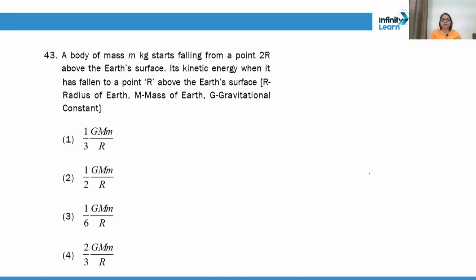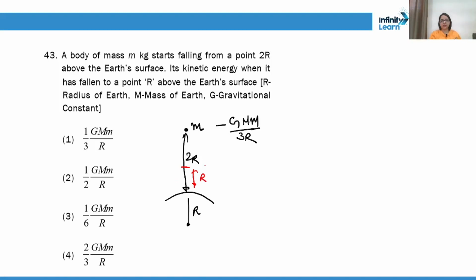Next question is 43. A body of mass m starts falling from a point 2r above the surface of the earth. So this distance is 2r and this is mass m. Its distance from the center of the earth will be 3r. The gravitational potential energy at this point will be minus GMm divided by 3r. Now we have another point, where the body has fallen to a point r above the earth's surface. At this point the gravitational potential energy will be minus GMm divided by 2r.